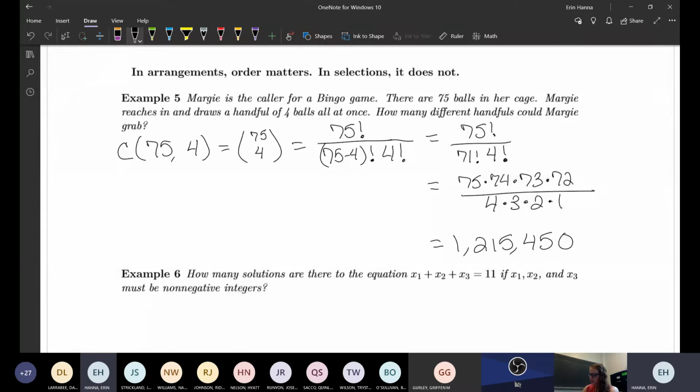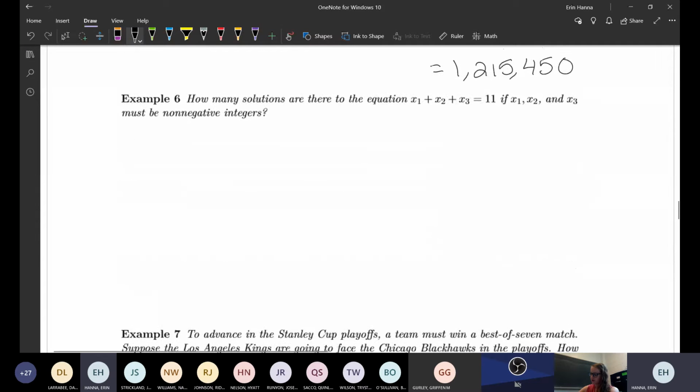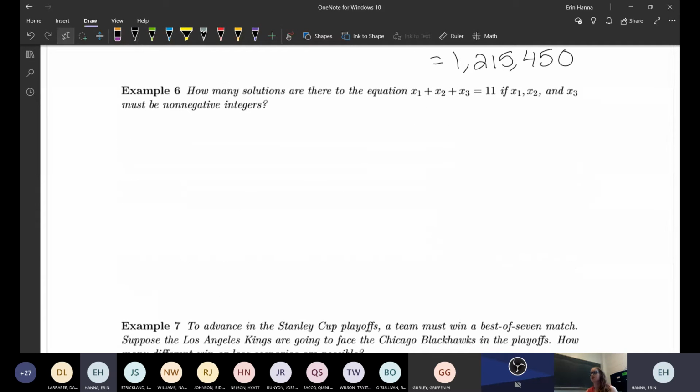So we want to look at how many solutions there are to the equation x sub 1 plus x sub 2 plus x sub 3 equals 11 if x sub 1, x sub 2, and x sub 3 are non-negative integers. So we're essentially just saying take 3 non-negative integers that add to 11. So you could even take 0 plus 0 plus 11. You could take 1 plus 1 plus 9. You could take 5 plus 5 plus 1. Whatever floats your boat, as long as they're non-negative numbers.